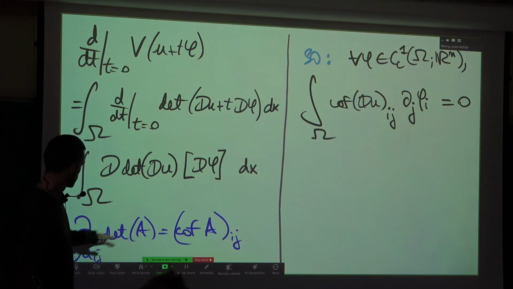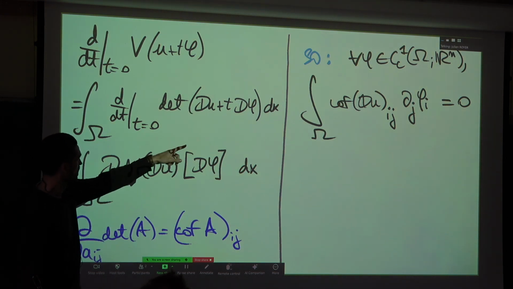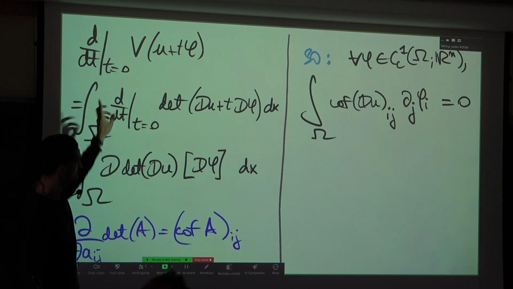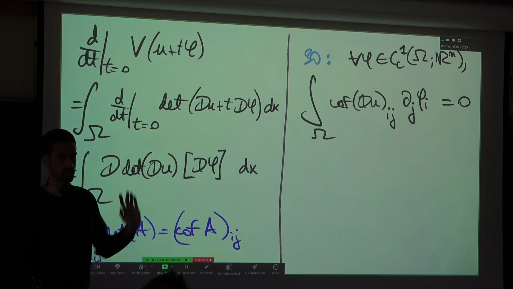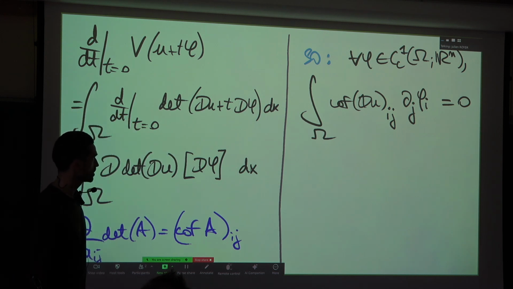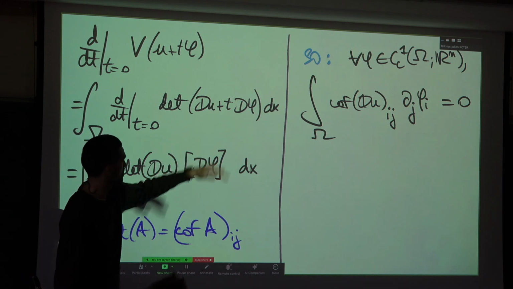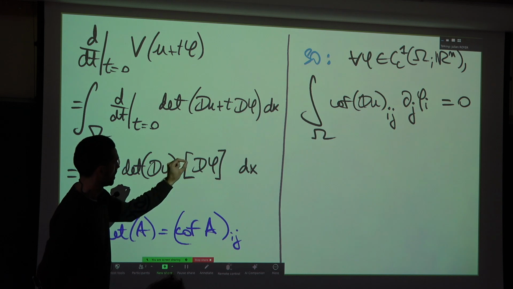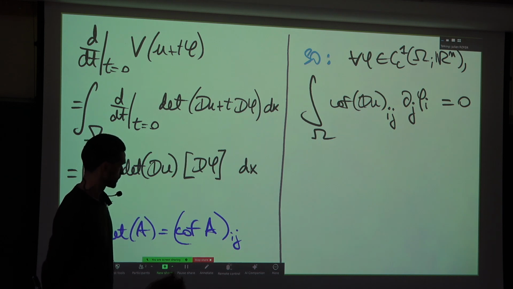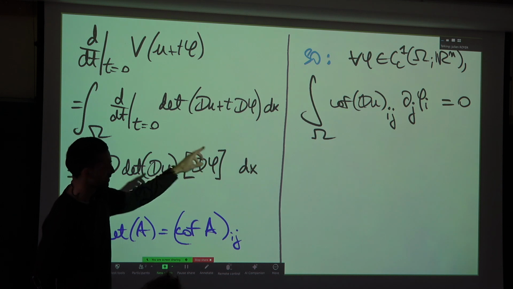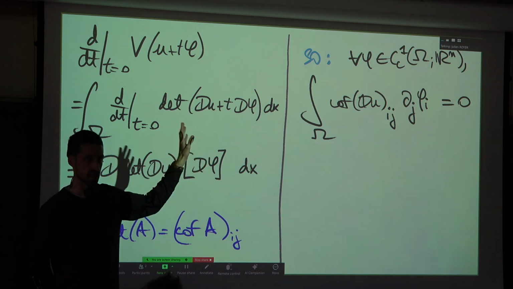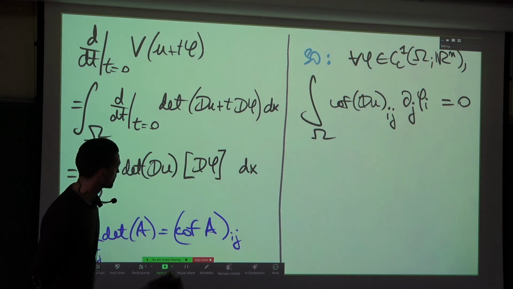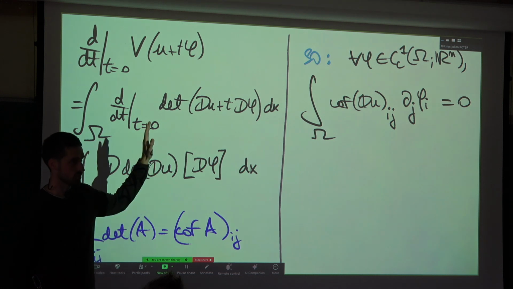So again, I plug this into that, and I get that this whole derivative, which was supposed to be 0 because it was the derivative of a constant function, is actually equal to that. So the cofactor matrix at du, its ij component times d_j phi^i. And here you see that i and j are both repeated, so I'm taking sums over i and j. The sum is not written, but it's there.